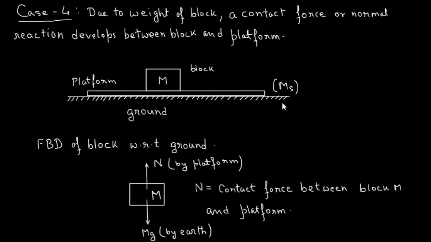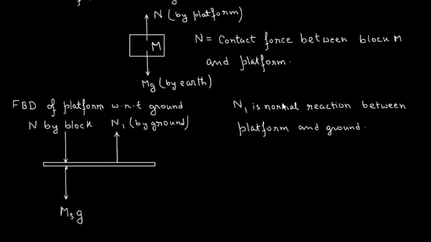Case 4. Due to the weight of the block, a contact force or normal reaction develops between the block and the platform. So the free body diagram, that is FBD of the block with respect to ground, can be seen below. N is the contact force between the block M and the platform. Mg is the weight which is acting downward. In the free body diagram with respect to ground, we can see the normal reaction N of the block, balanced by Mg, and again the normal reaction N1 between the platform and the ground.